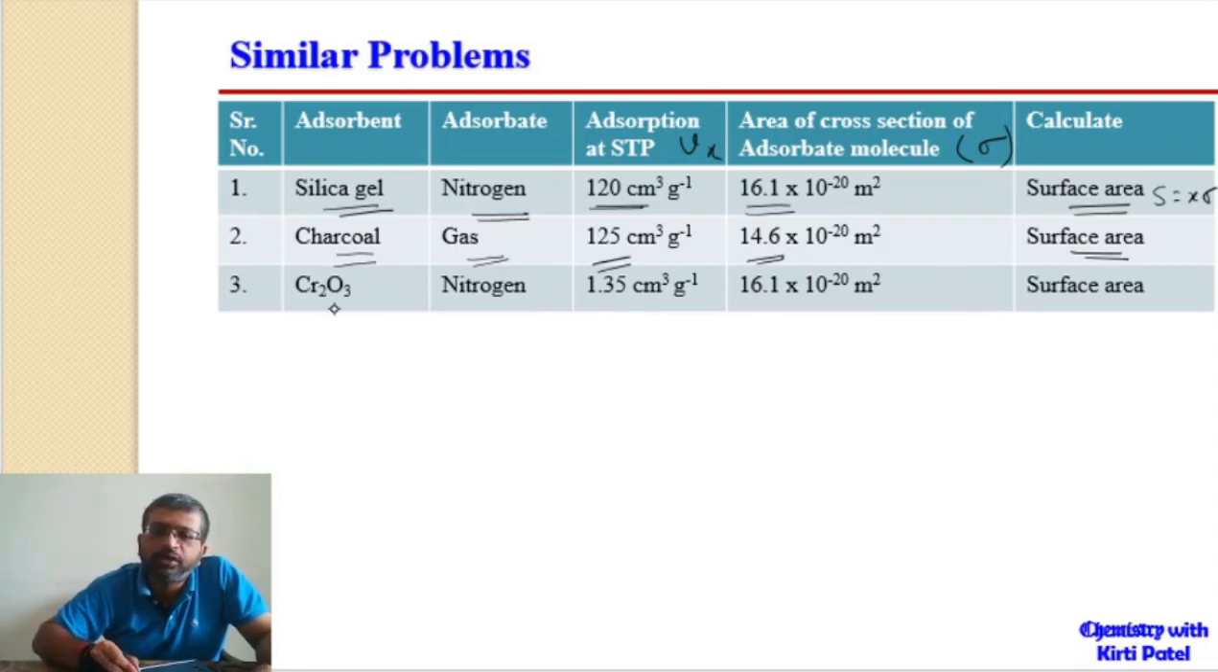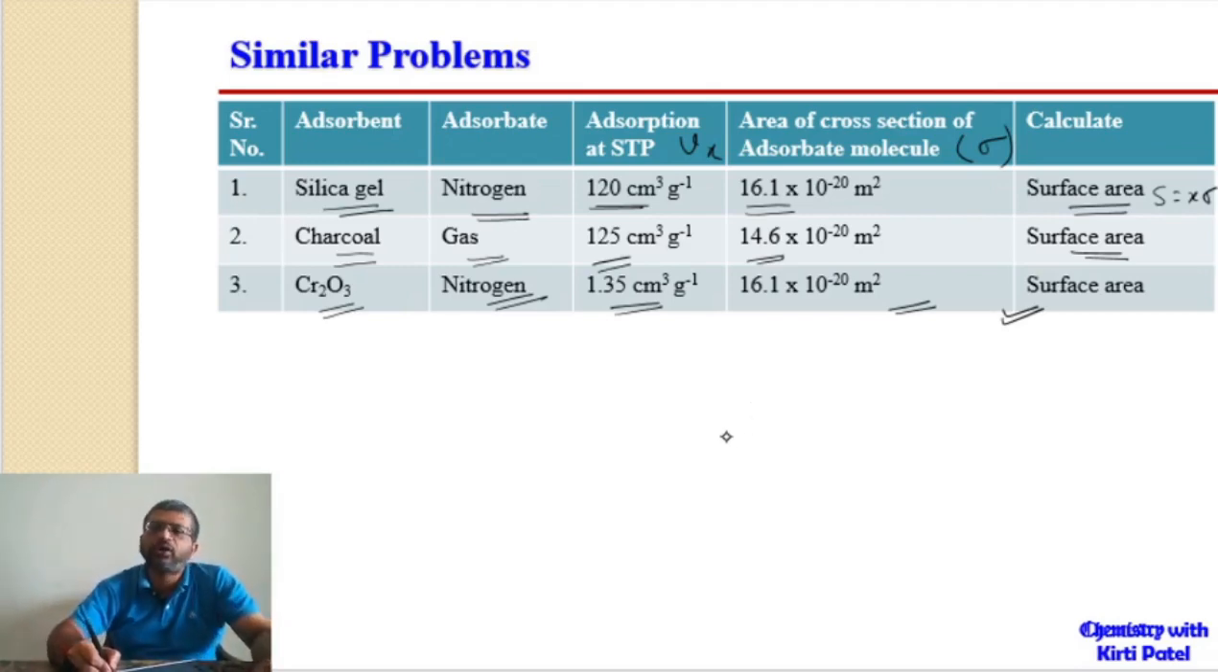The third problem is the adsorbent taken is chromate, Cr2O3, and nitrogen is adsorbed over it, and 1.35 cm cube of nitrogen is adsorbed per gram at STP conditions, and 16.1 into 10 raised to minus 20 meter square is taken as the area of cross section of each nitrogen molecule. So from these data we have to calculate the surface area as we have done previously.